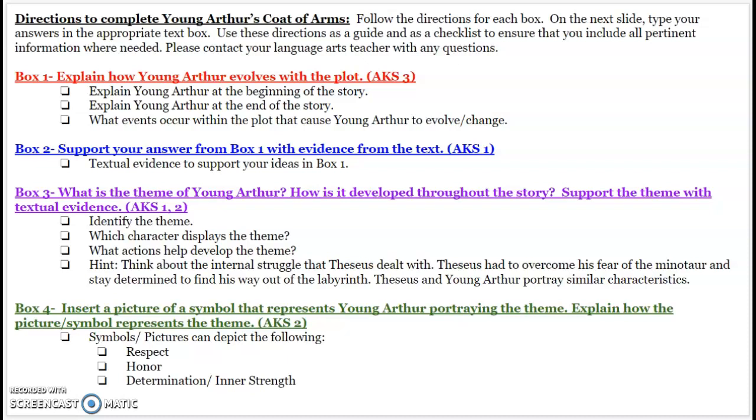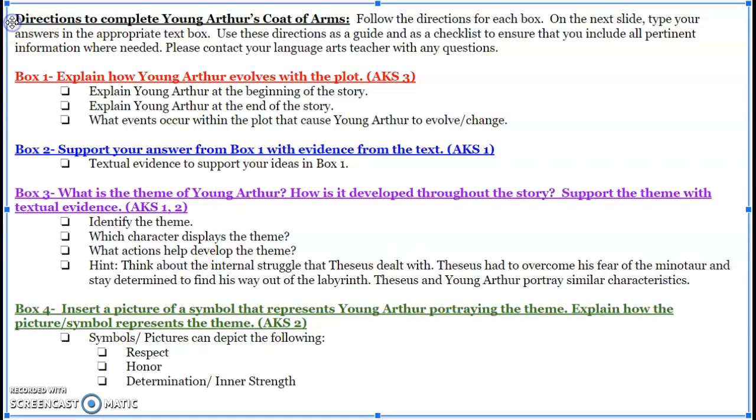Okay, here are your directions for slide 4. It says directions. To complete young Arthur's coat of arms, follow the directions for each box. On the next slide, type your answers in the appropriate text box. Use these directions as a guide and as a checklist to ensure that you include all pertinent information where needed. Please contact your language arts teacher with any questions.